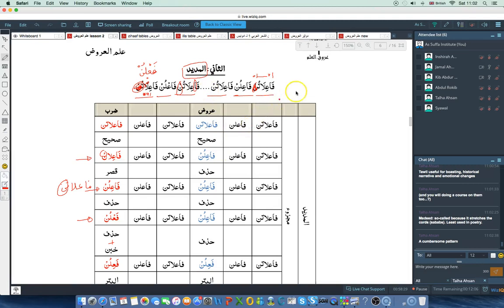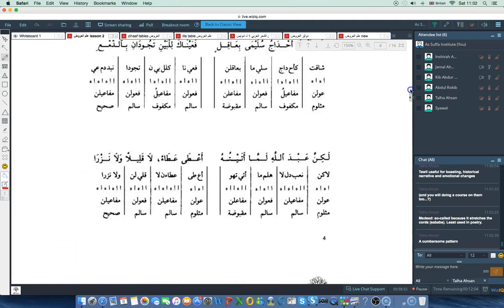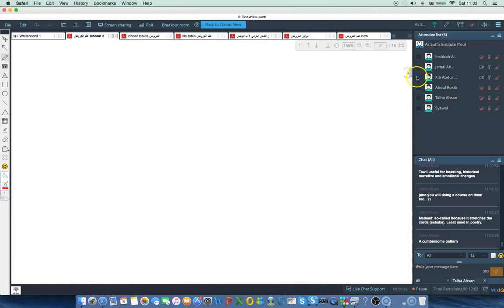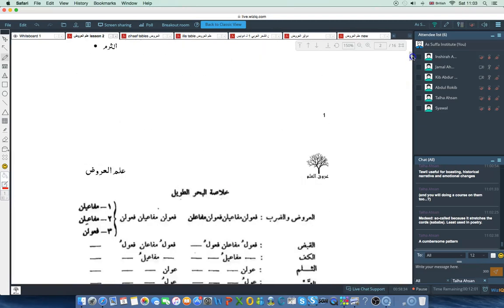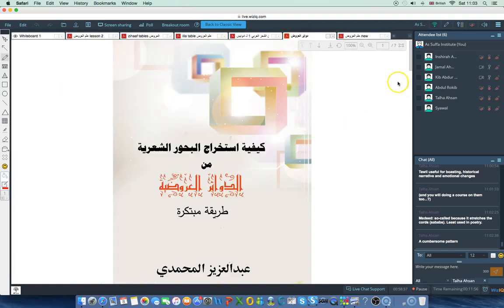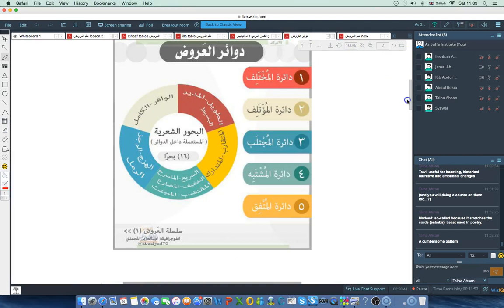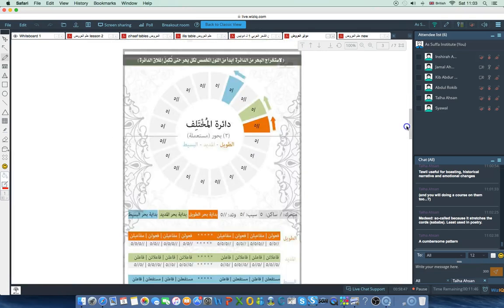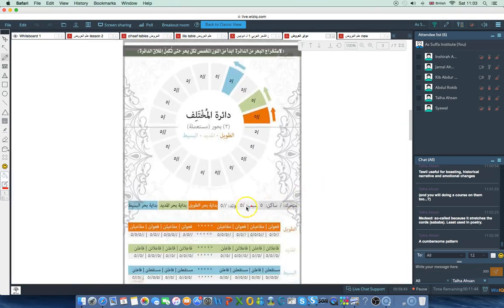Okay, and that's it, guys. Now, the reason I chose these 3 patterns today was because they all fall under one da'ira. It's called Da'ira Mukhtalif. If you go to the other sheet that I gave you, guys, there are 5 dials, and this falls under one of them. See, Bahr Tawil, Bahr Madid, and Bahr Basit.